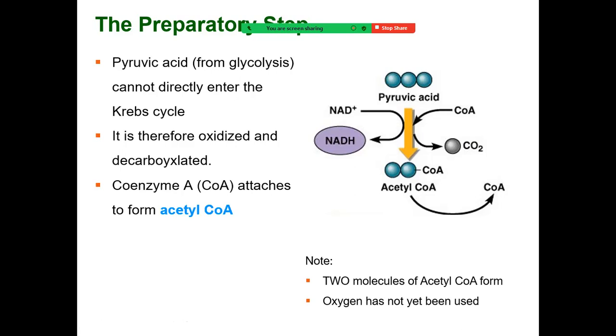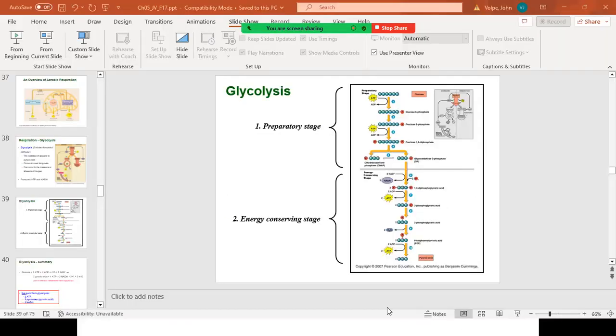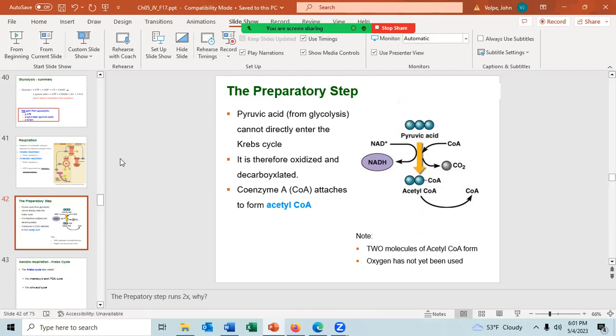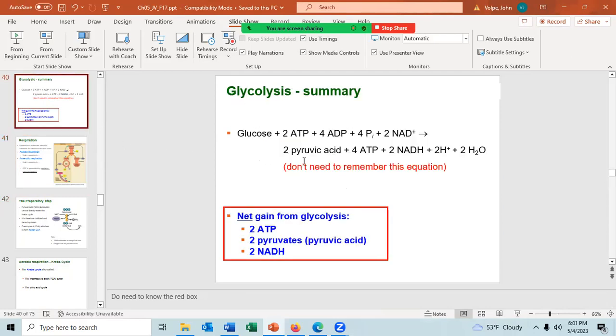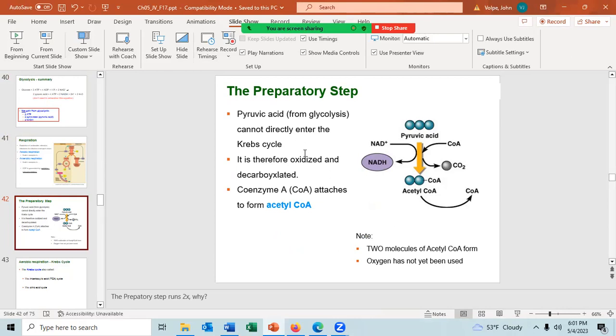Now, the preparatory step runs 2 times per molecule of glucose because in glycolysis, from 1 glucose, we get 2 pyruvates. So the preparatory step will run twice for each molecule of glucose. All right, the acetyl coenzyme A can now enter the Krebs cycle.